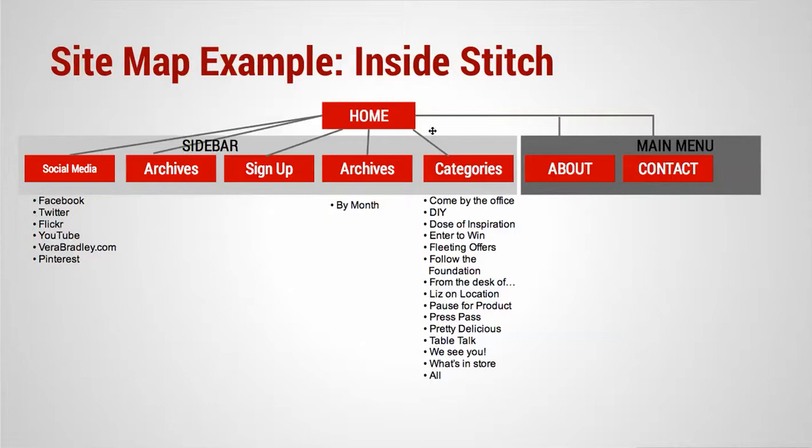And then there's a main menu that has home, about, and contact. And these don't break up any further. About, you can't really go anywhere from the about page except back to the home page. Same with contact page. You can't go anywhere from contact except back to the home page.